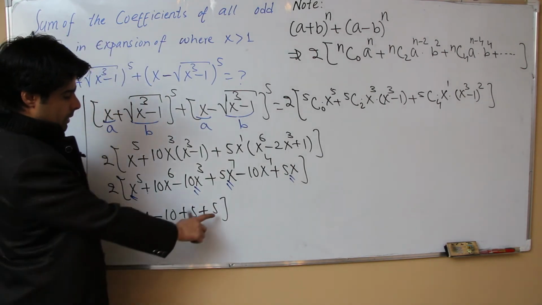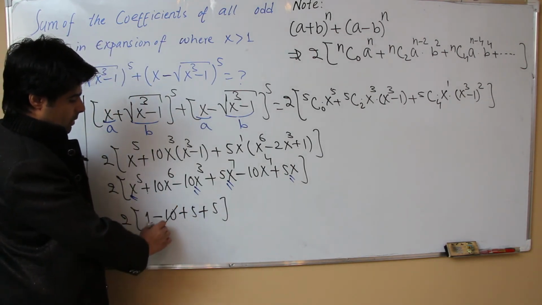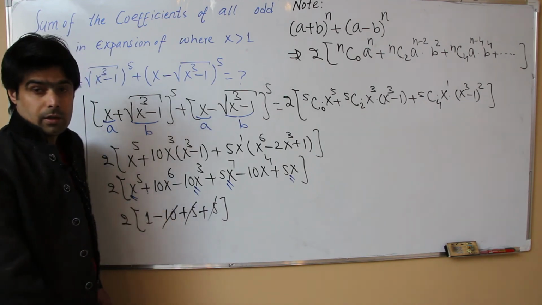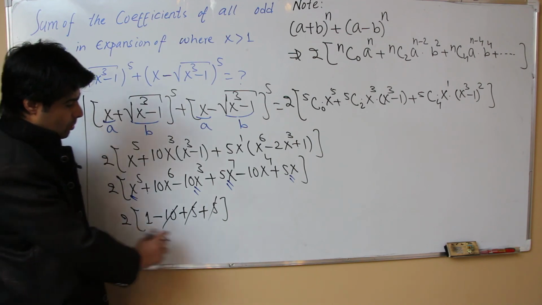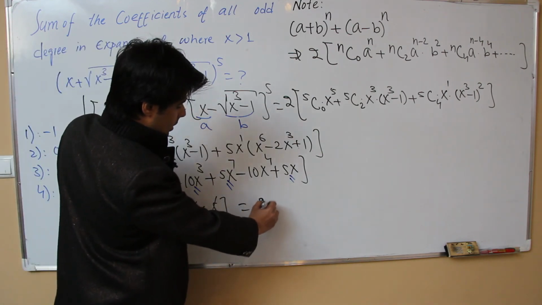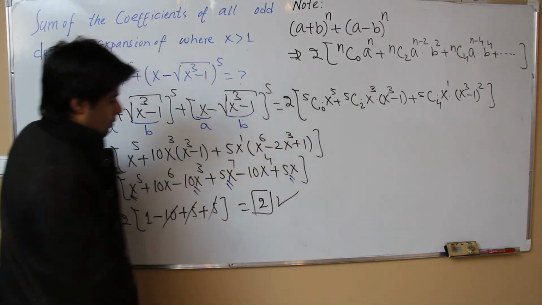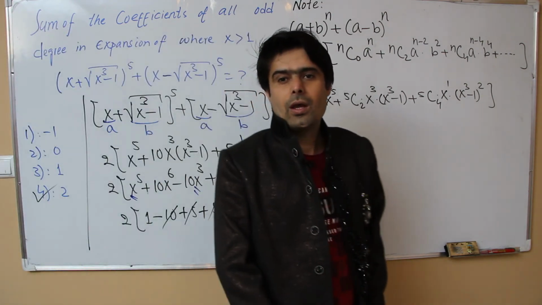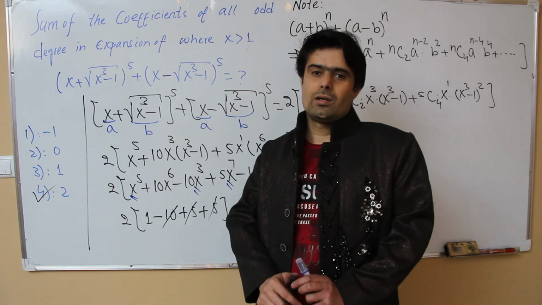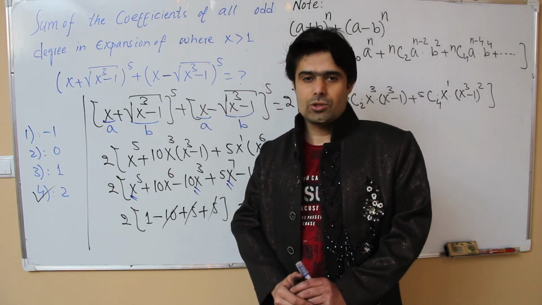Now, 5 plus 5, it's 10. 10, with this 10, we can cancel. Now we have in this bracket 1. 1 times 2, it is, I think, 2. Now, which answer is right? Number 4. By the way, it was our this week question.